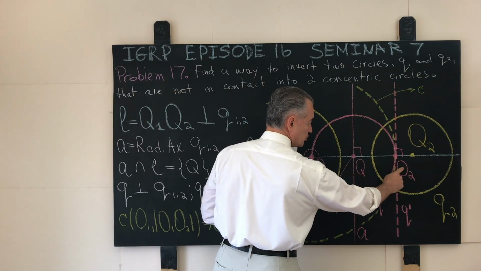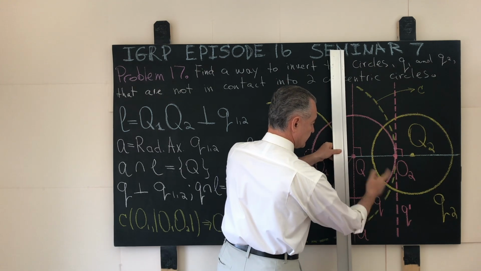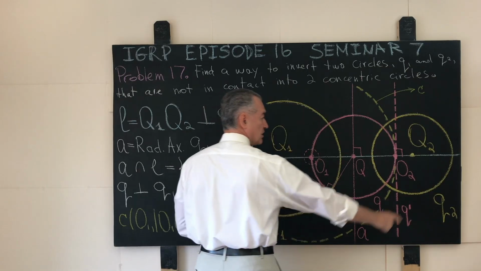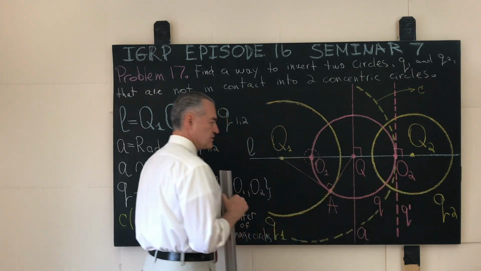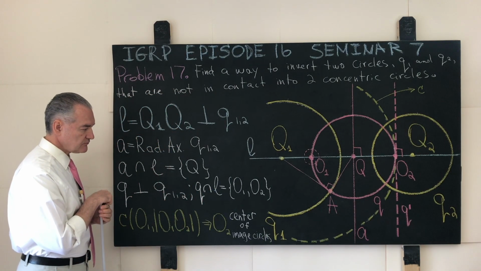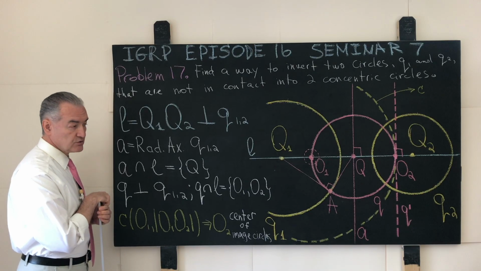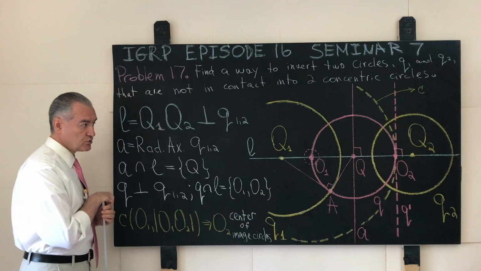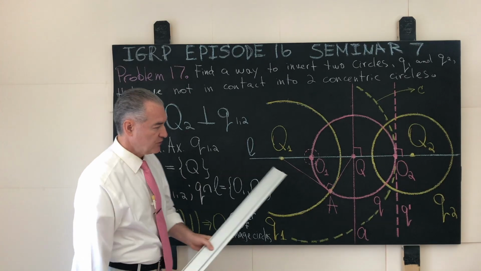O2, the point O2 is located on the same side with respect to the radical axis of the input circles on which the center of the circle Q2 is located, just to be nice and neat and convenient. Now, what can we say about the circle Q? Well, the circle Q is actually orthogonal to 4 objects at once.